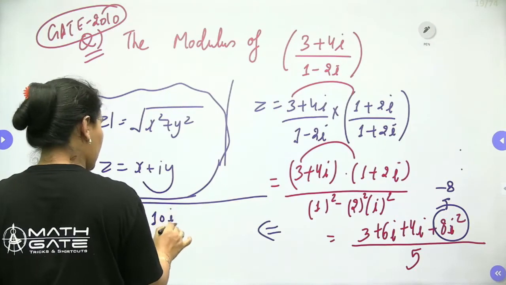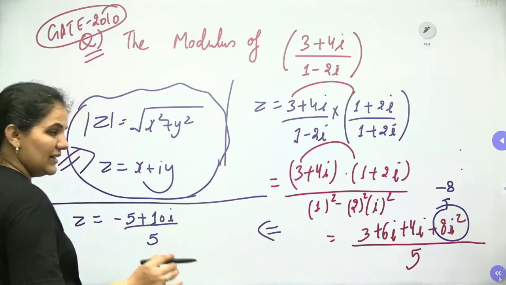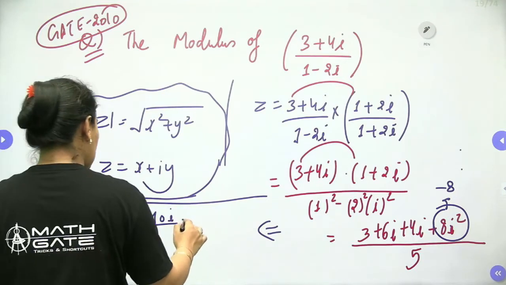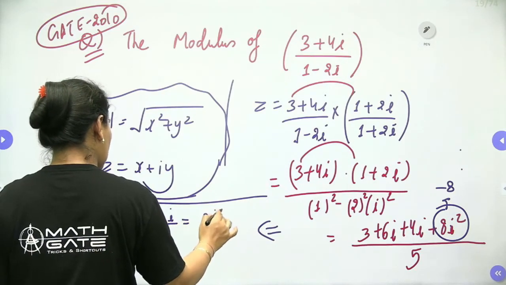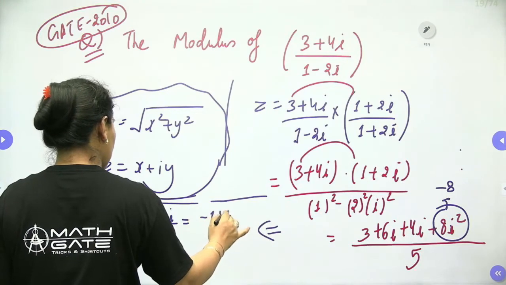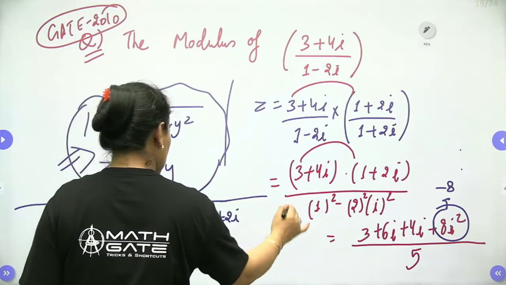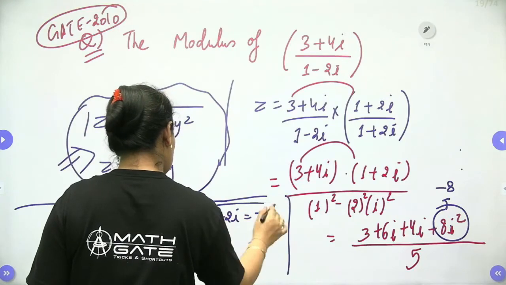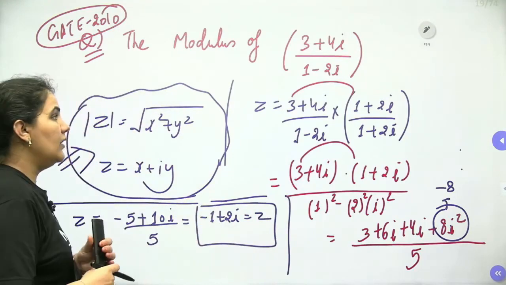is equal to 10 iota, divided by 5. We can, dear students, we can cancel out 5. So it will be 2 iota, or if you want to write down, you can write it as minus 1 plus 2 iota. So hence your standard form z is equal to minus 1 plus 2 iota.